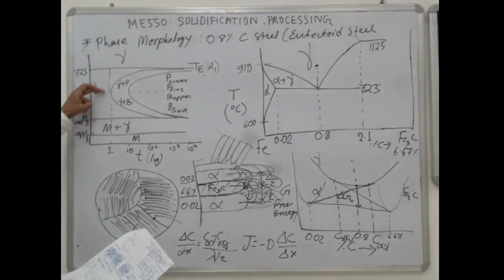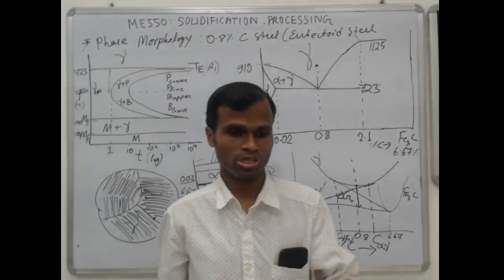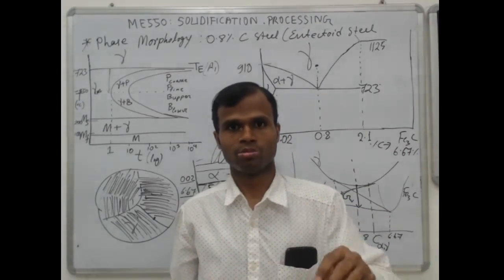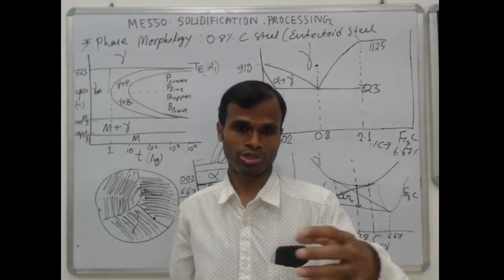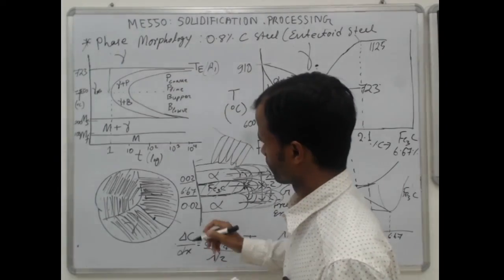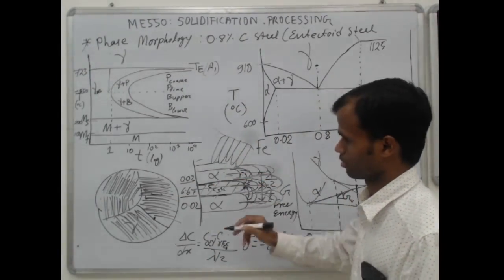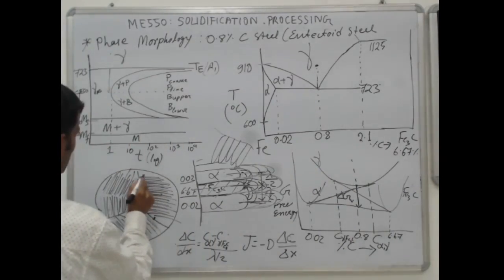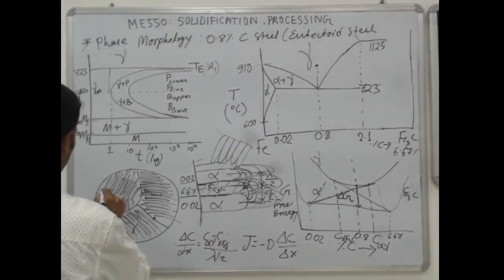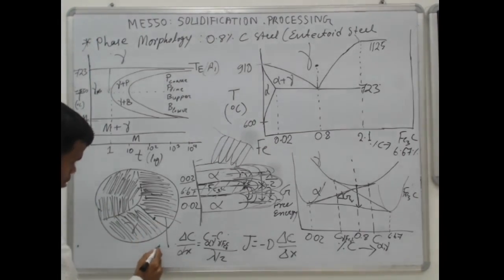Because if your undercooling is high, the temperature is less, so you have more driving force, but diffusion will decrease. So you have more nucleation sites, but the growth progressively becomes difficult. It will not grow much, it will not be thick in this case, and the spacing becomes very less. So these blacks are Fe3C and the white is alpha.